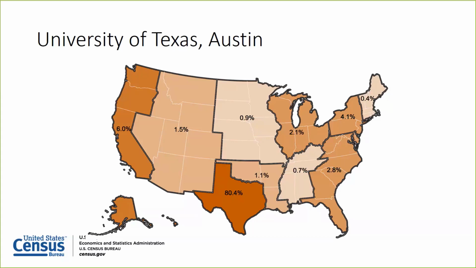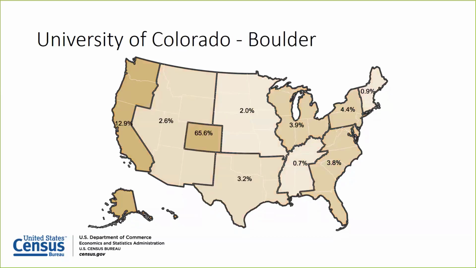Something that's really interesting: at the University of Texas, Austin, a large share of the individuals stay in the state. At the University of Colorado Boulder, it's much less, so only 65% of bachelor's graduates stay in the state, and a large share of them go to the Pacific Division, and then the rest are sort of dispersed throughout the rest of the country.